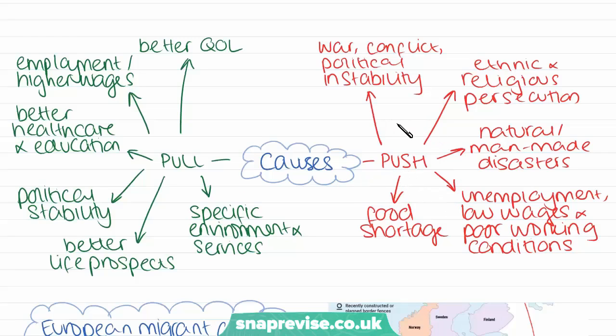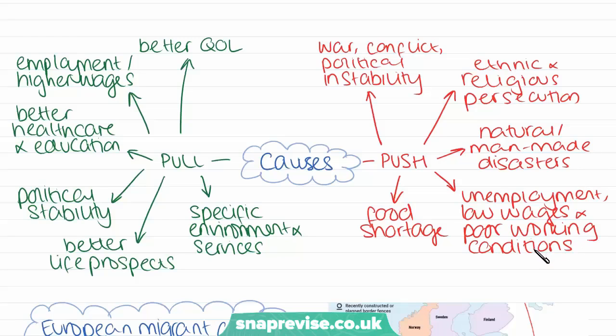Starting with push factors. Push factors could be things like war, conflict and political instability, ethnic and religious persecution. This relates to reasons why asylum seekers would be leaving. Also natural and man-made disasters. Sometimes when there are hurricanes or volcanic eruptions, people have to flee the area, and often they are crossing a national border to escape the impact of the disaster.